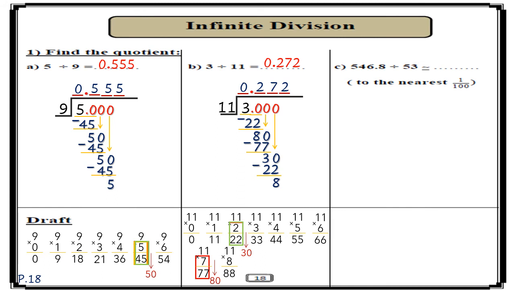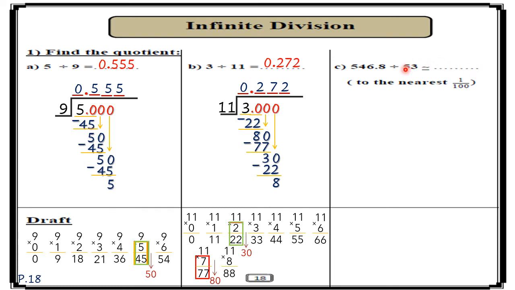Okay, let's solve letter C. But actually, letter C is a different type of question in infinite division. In infinite division, we have 2 types of questions. The first one is when he gives you a question like this, and you have to figure out that this division is infinite division. But the second type is when he gives you a question like this and tells you to round to the nearest 1 over 10, or 1 decimal place, 1 over 100, 1 over 1000, and so on. That means this division is infinite division.